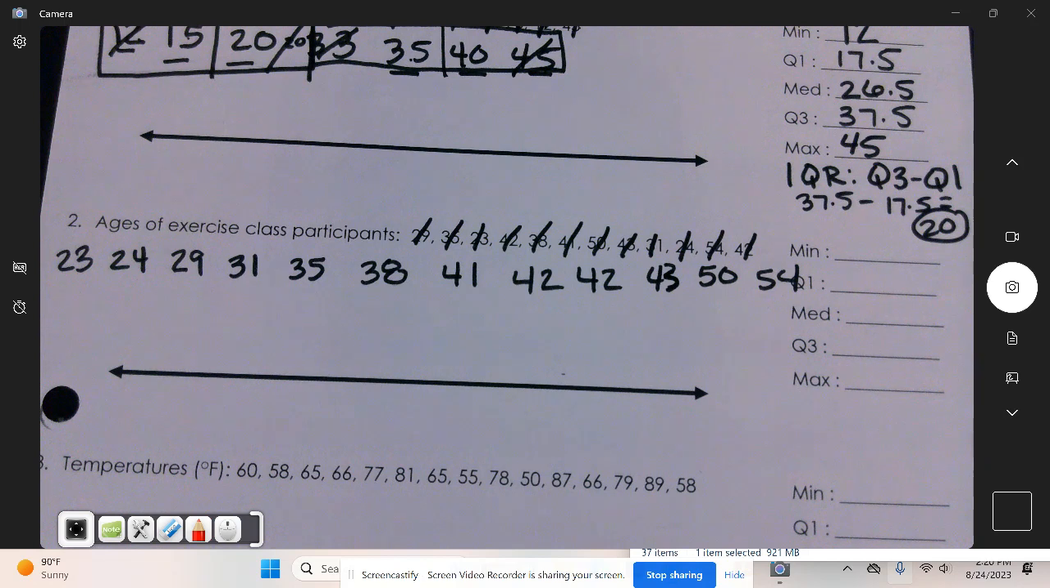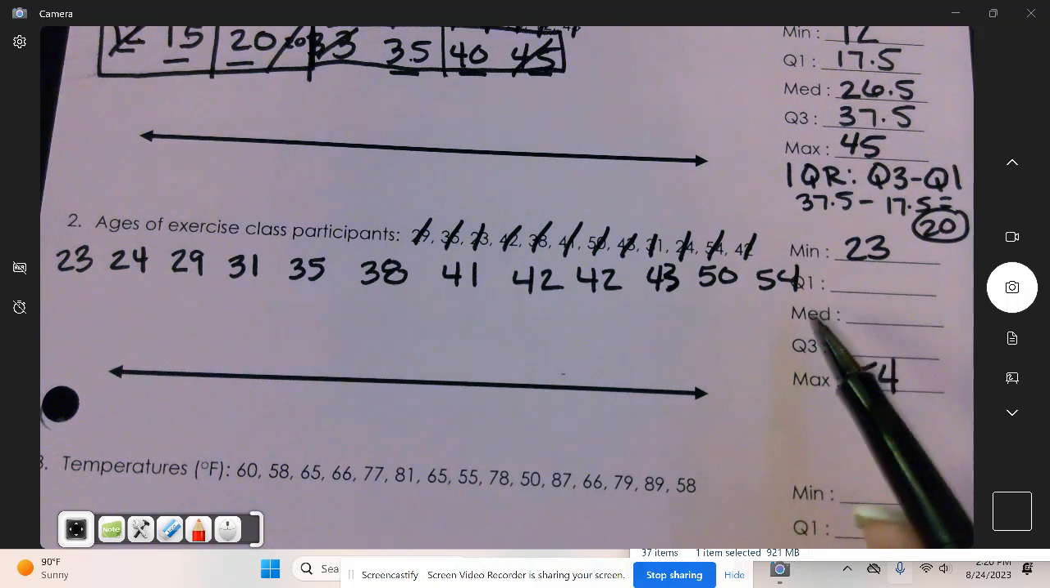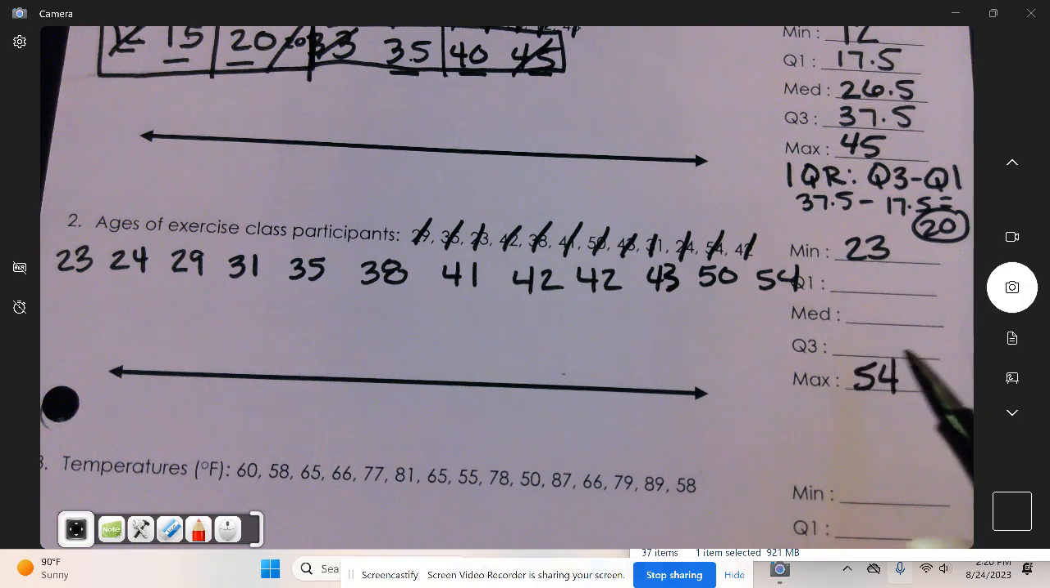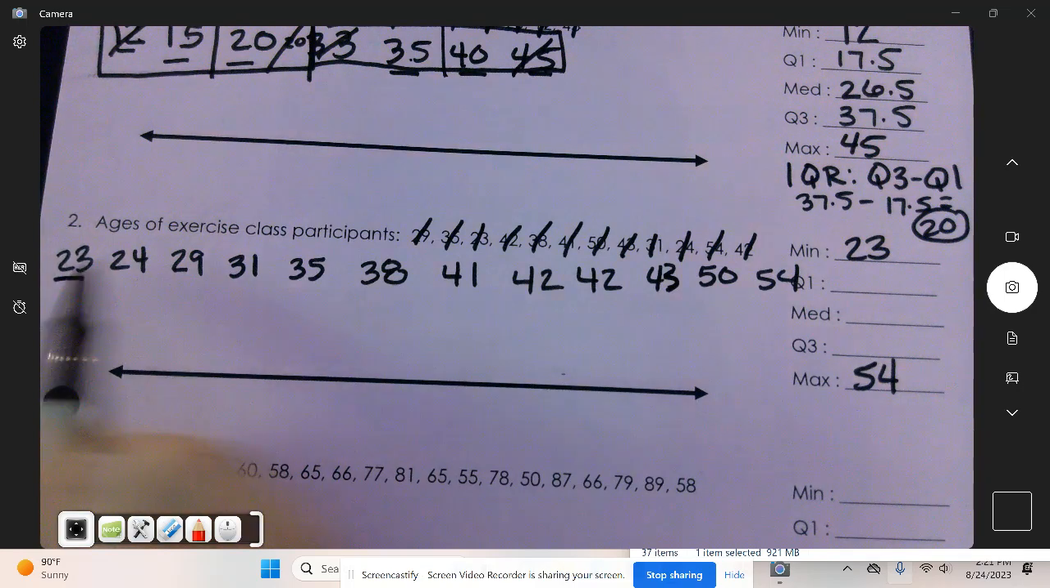After we put them in order, what do we do? What do we find first? The minimum. Which one's the minimum? 23, because it's the smallest. Then we find the biggest, the maximum. And now we find the median. Okay, go min, max, median. Kind of like a pattern in a way. So back and forth.